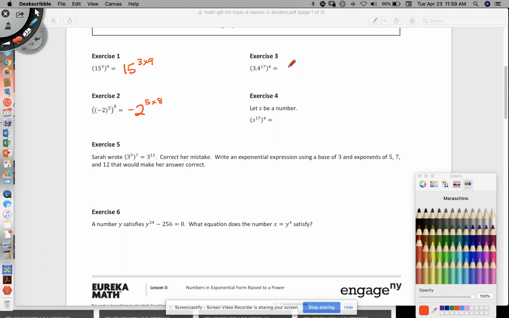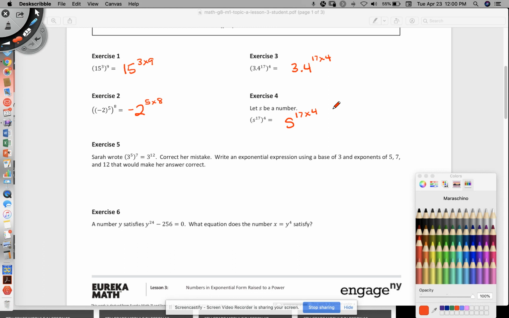All right. Let's try exercise 3. 3.4. And that's 17 times 4. And even if they give us a variable, no worries. S, 17 times 4.